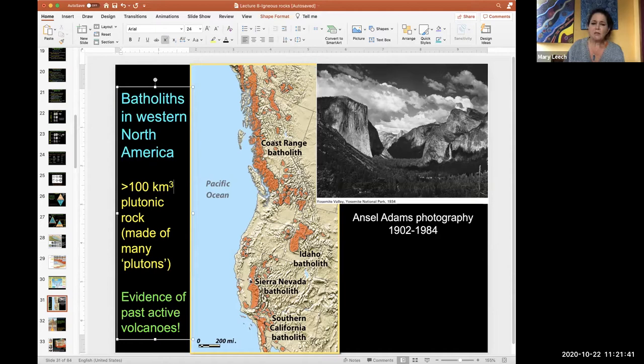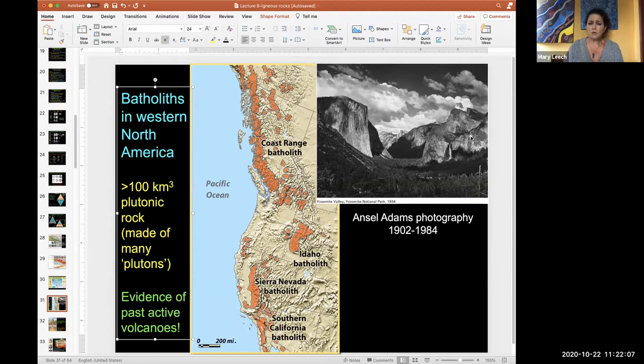But beneath those volcanoes were these magmas that were feeding the volcanoes. Over time, especially after the subduction stopped, after 30 million years when the transform boundary came in, there were no more melts being generated from the subducting plate. So everything cooled down, and we're left with a bunch of granite in the crust.